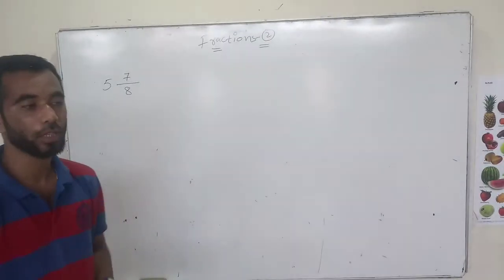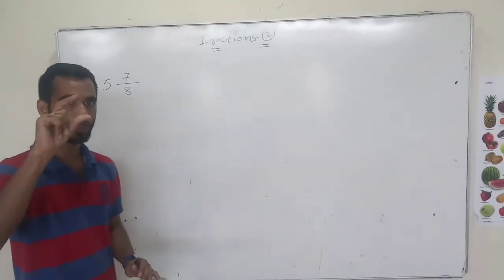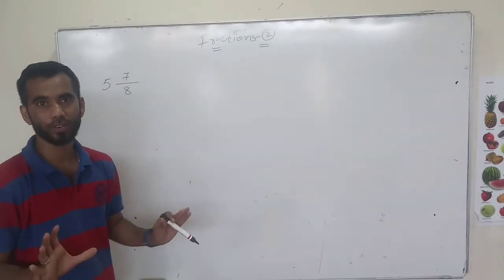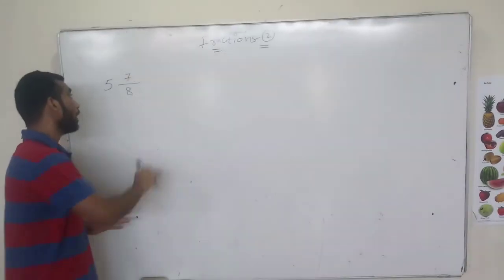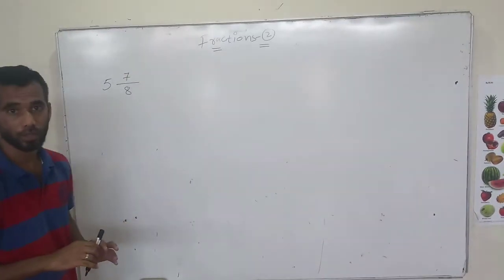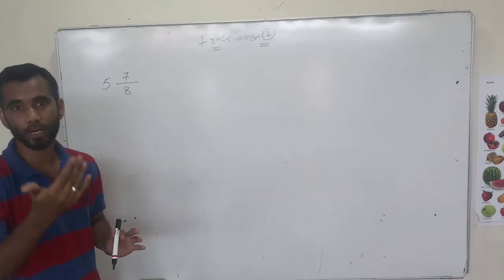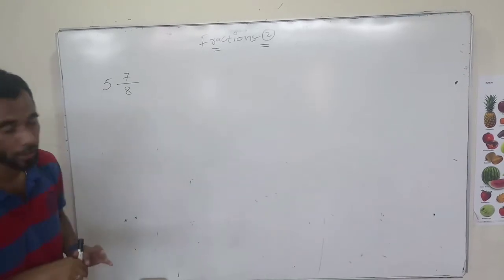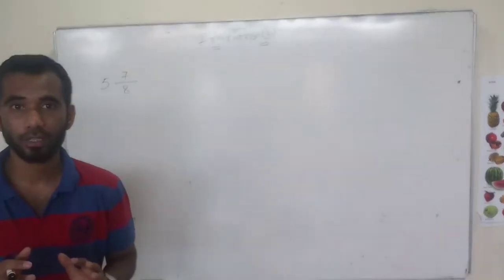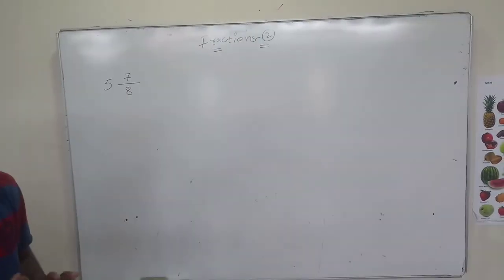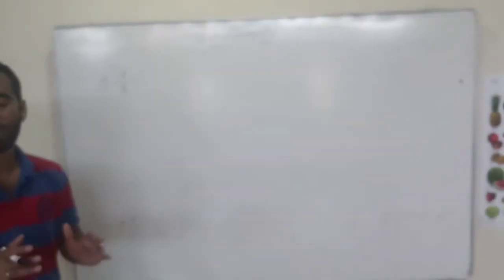What is a proper fraction? A fraction in which the numerator is small and the denominator is big. What is the numerator? The upper integer is called the numerator and the lower integer is called the denominator, and the line which divides the two integers is called the fraction bar. In some cases a slash is used.